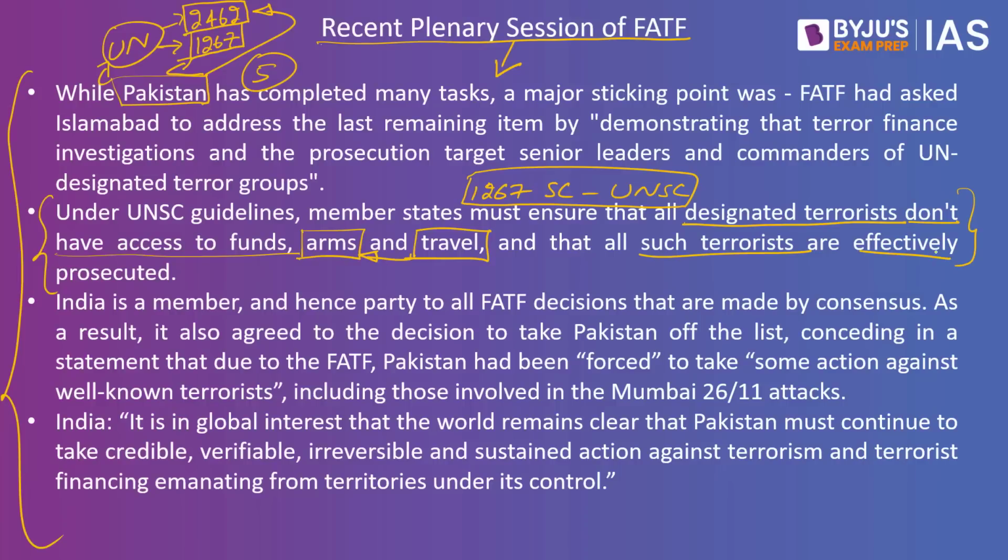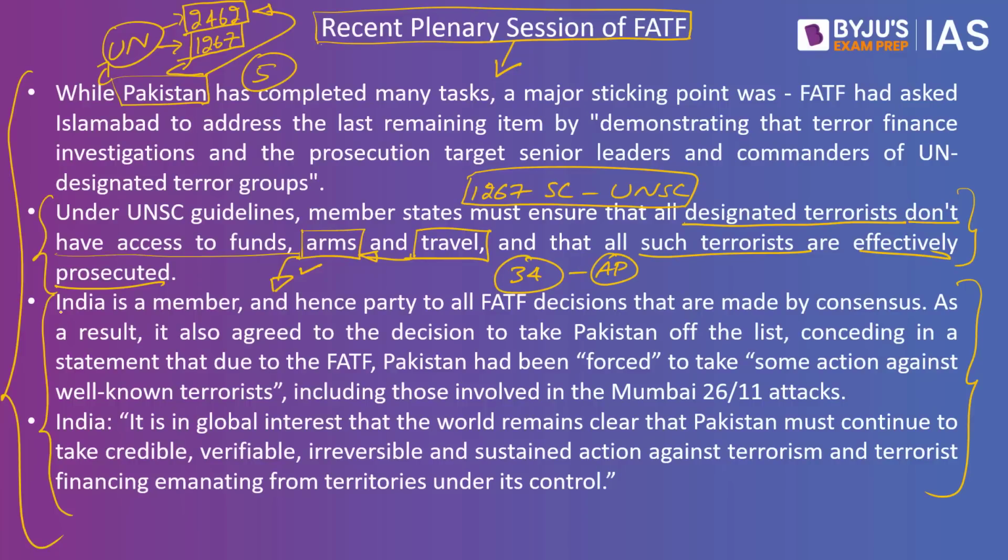But Pakistan's repeated failure in this regard, and the fact that top terrorists such as Masood Azhar, Hafiz Saeed, and Zakir Rahman Lakhvi would freely roam around in the country and organize terror attacks, led to the continued actions of FATF against Pakistan. But finally, Pakistan seems to have made progress in implementing the 34 targets given under the action plan. And India, which is also a member of FATF, has agreed to the FATF decision, and finally Pakistan has been taken off the grey list.